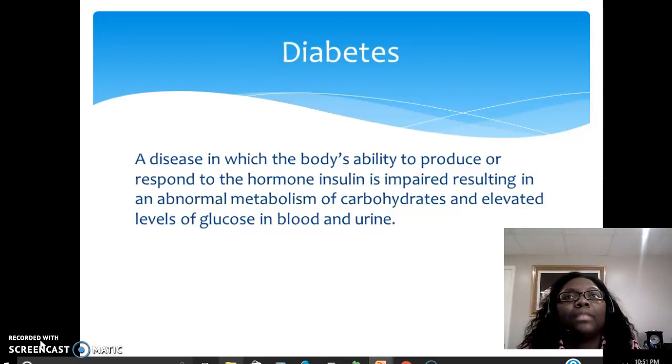Can anyone here give me a textbook definition of diabetes? Diabetes is when your body does not produce enough insulin to live. Yes, that's exactly correct. Diabetes is a disease where your body can't produce, or it produces very little of the hormone called insulin. Insulin is created in the pancreas, an organ that's in your abdomen, and carbohydrates are not properly metabolized. Sugar levels are elevated in the blood, and there's no energy production for the body.